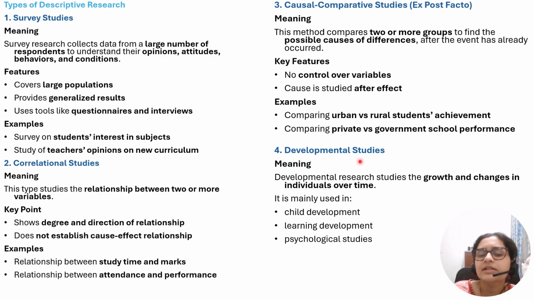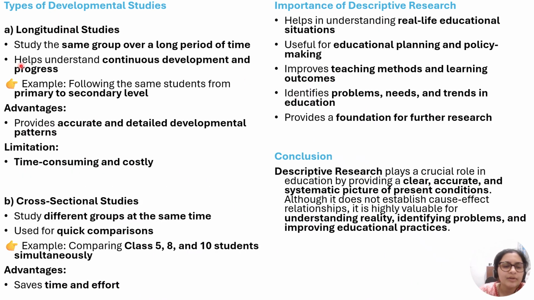Then developmental studies. Developmental research basically studies the growth and changes in individuals over a period of time. It is used in child development, learning development, and psychological studies. Types of developmental studies. First, longitudinal study. Study the same group over a long period of time. It helps in understanding continuous development and progress. Example, following the same students from primary to secondary level.